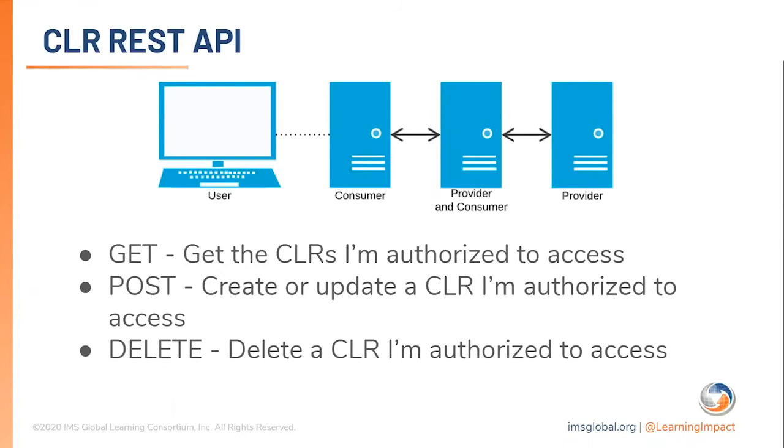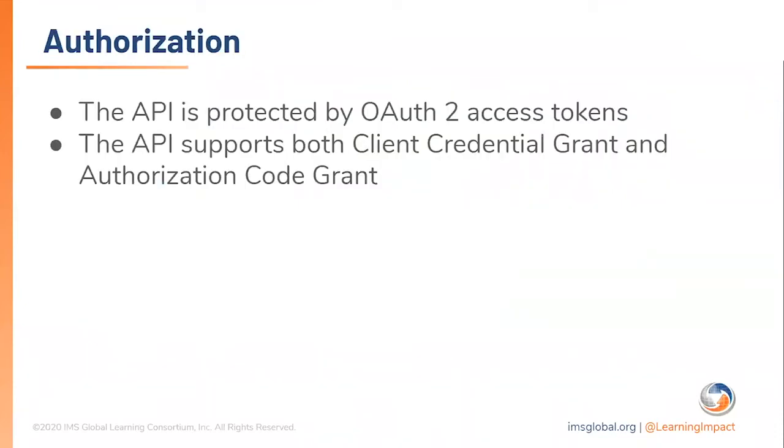The CLR REST API has three endpoints: get, post, and delete. Get is used to get the CLRs I'm authorized to access. Post is used to create or update a CLR I'm authorized to access. And delete is used to delete a CLR I'm authorized to access. All three of those, I mentioned, are authorized to access.